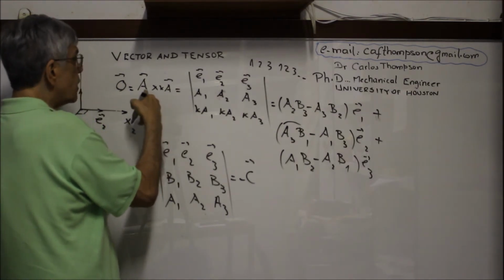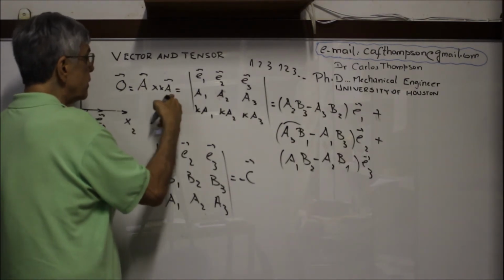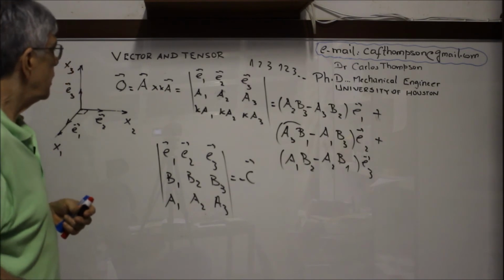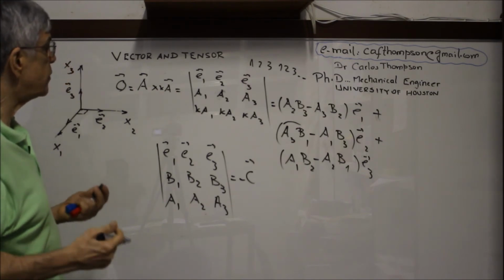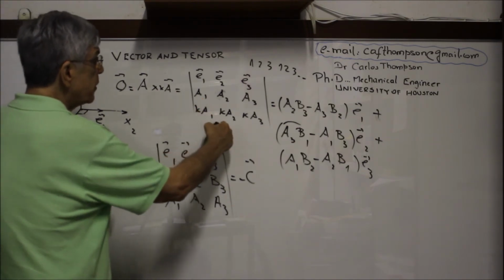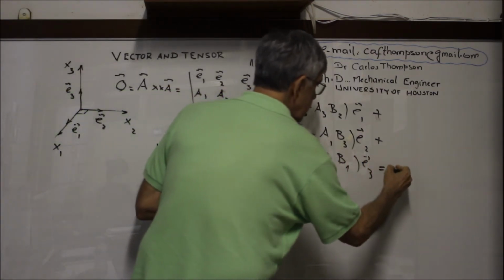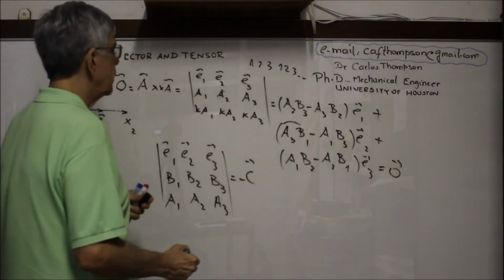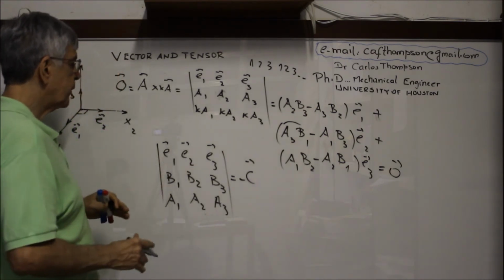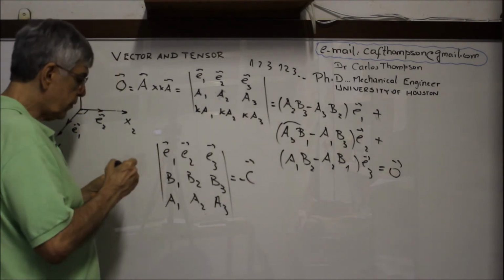Why? Because the angle between A and itself is 0, so sine of 0 is 0. So this is the determinant, so this will be 0. It's the properties of determinant.